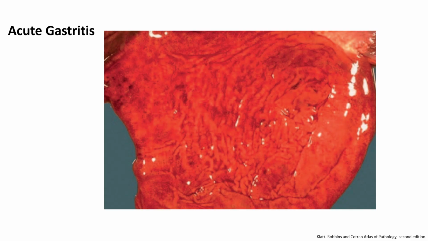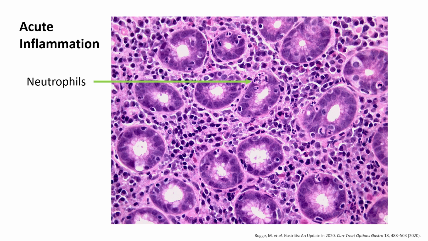This slide shows a stomach with acute gastritis. Note that the gastric mucosa is diffusely hyperemic or erythematous. So as we said, in acute gastritis, we would see acute inflammation as represented by the presence of neutrophils. So here we can see neutrophils present within the gastric glands.